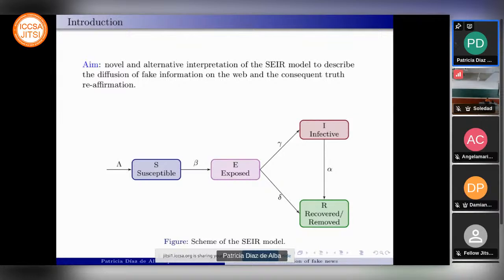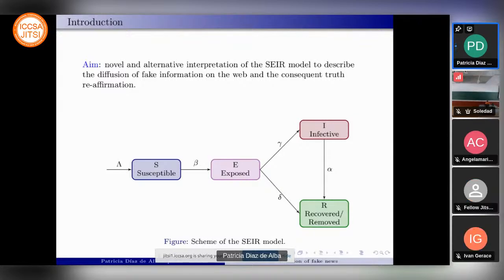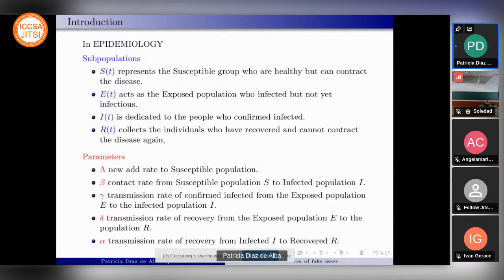Now the parameter lambda is a new add to the susceptible population. The parameter beta represents the contact transmission from the susceptible people to the exposed ones. Gamma is a parameter which expresses the rate of confirmed infected from the exposed population to the infected population I. Delta is the transmission rate of recovery from the exposed to the removed or recovered population. And alpha is a rate of recovery from the infected population to the recovered ones.